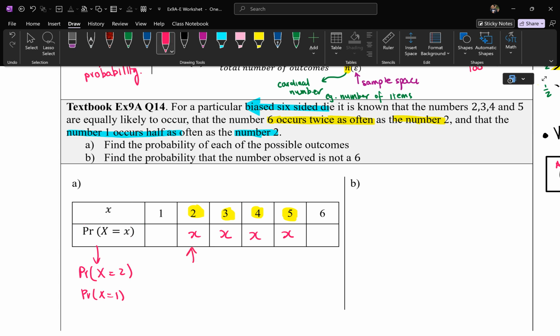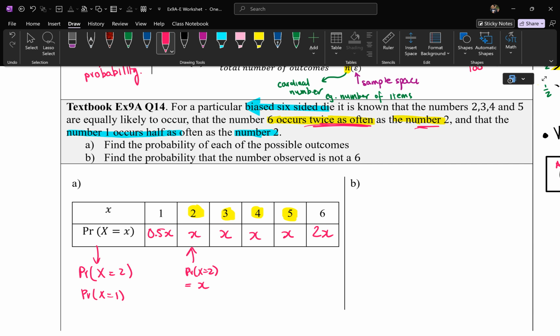All right, so here probability of X equals 2 is X. Chance of getting a 2 is X. Chance of getting 3 is X. Chance of getting 4 is X. Chance of getting a 5 is X. But then the next part we said is that to get a 6, you have twice the chance of getting number 2. So what would I fill in for 6? 2X. So double the chance. And then for number 1, it says that it is half as often as number 2. So then it must mean X on 2 or 0.5 of X. Whichever one, doesn't matter.